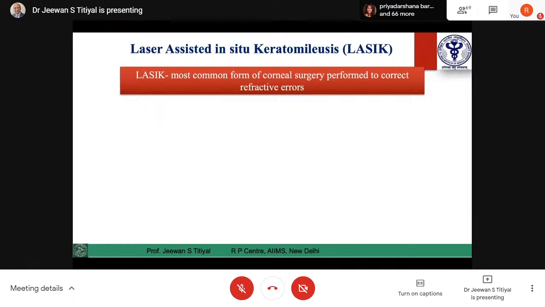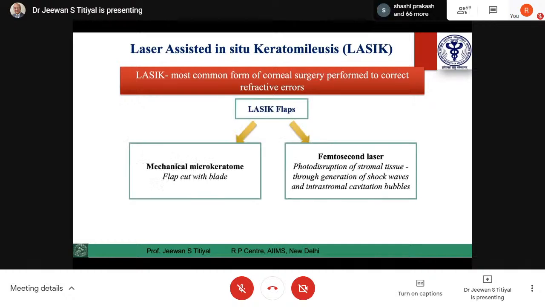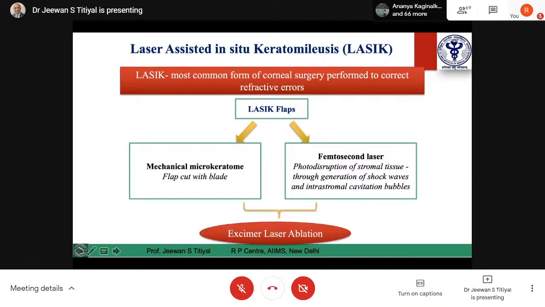The second important procedure is laser-assisted in situ keratomileusis, that is LASIK. You can see, it is to date the most commonly performed surgery for refractive error worldwide. So there are 2 ways you can make the flap. Why did people think of making a flap? Because, as I said, of the haze production after PRK, since you are hitting the Bowman's membrane in PRK. To avoid that, Pallikaris came up with the idea of LASIK and used a mechanical microkeratome, which was earlier developed by Barraquer, using a blade here. Femtosecond is basically by laser to make a flap.